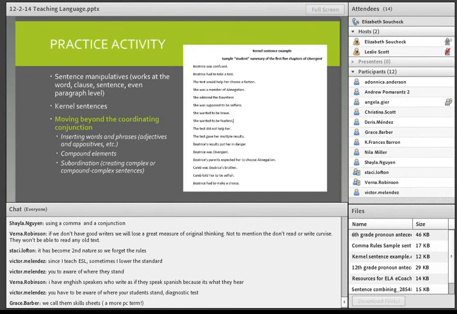So sentence combining can be something that you do together, you know, with an Elmo. You can do it on the board. You can have students do it with the manipulatives. So there's a lot of different ways to mix up the same idea and have students actually work with the words.